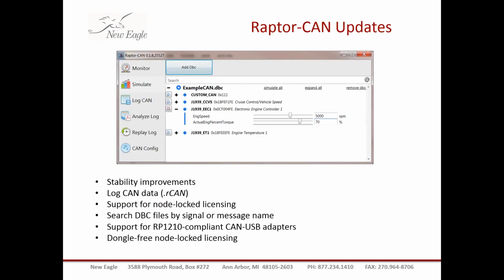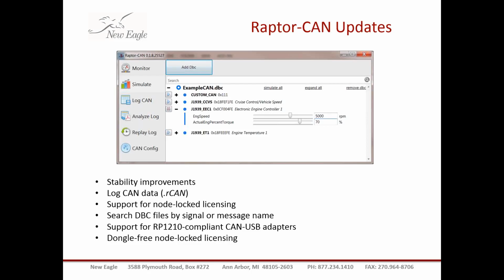So updates, stability improvements. This is a constant improvement on all the products as we improve them over time. We've added an RCAN file format, and this is particularly useful for saving data, putting it back through the tool, analyzing it. This tool also was updated recently for node lock licensing, so you don't have to carry around a USB dongle. We've added a search feature, which allows you to look at big DBC files.